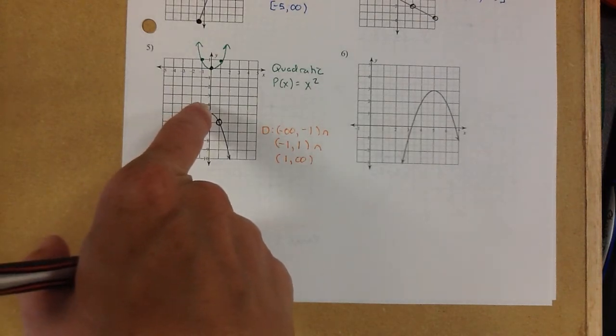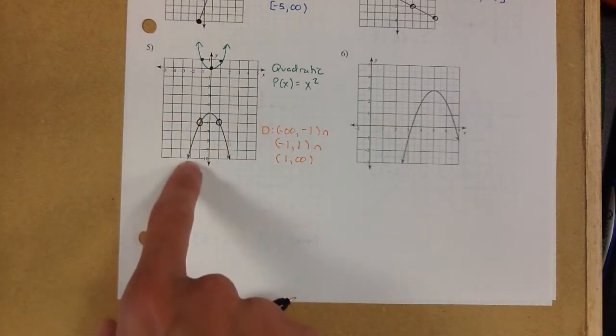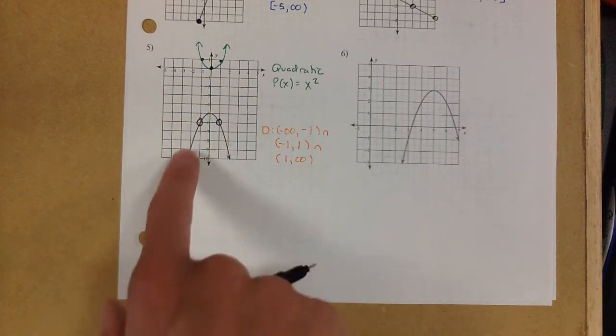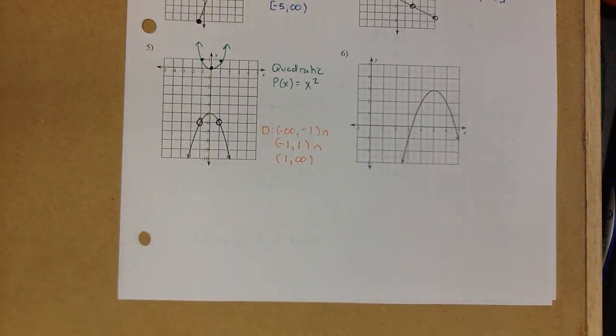Why does it go from negative infinity to negative 1? Because it's starting somewhere down here. I don't know where it's starting. It's somewhere way down here. Oh, lowest to highest. All right. No, left to right. My bad. Domain, left to right.